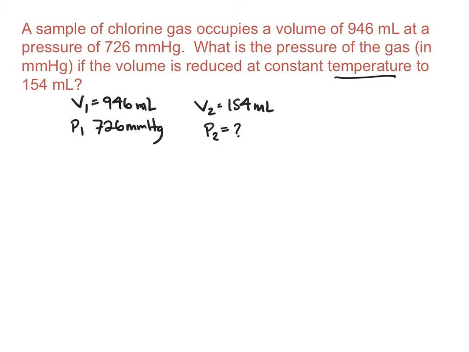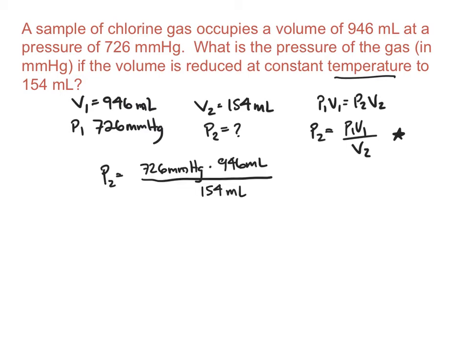So we know that we can ignore temperature in terms of our equation. In this case, P1V1 equals P2V2 is the equation that we're going to be using, and we're going to be solving for P2. So P1 times V1 over V2 is the equation that we plug our variables into. Before we do that, we want to make sure that our variables match up. We've got milliliters and milliliters. Millimeters of mercury are going to be our pressure units.